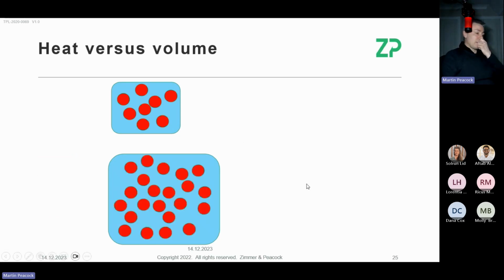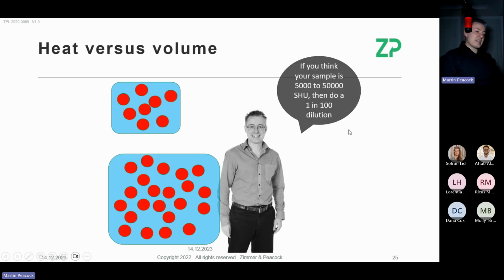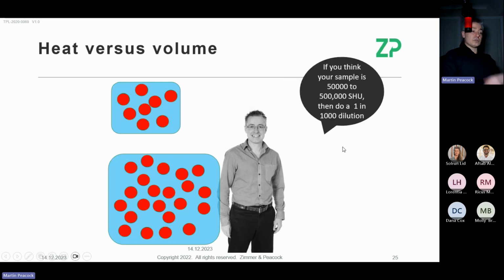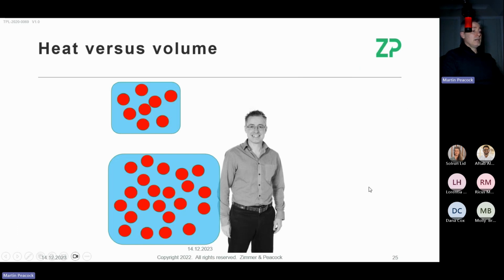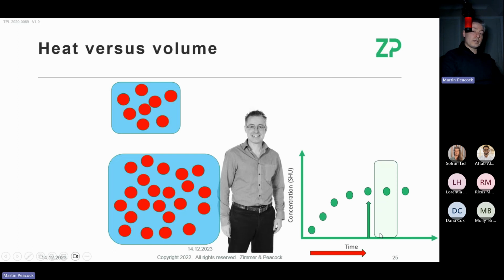So we have a rule which asks, how hot is your sauce or product? If it's 0 to 5,000, do a 1 in 10 dilution. If you think it's approximately 5,000 to 50,000, do a 1 in 100. If it's hotter than that, do, for example, a 1 in 1,000. But don't worry, because I can see from the raw signal whether you've got the right dilution or not. When you first get going, we can just look at the raw signal and tell you whether it's right. If you get stuck, we're here to help. It's easier with our Generation 4 because all the data gets saved online.